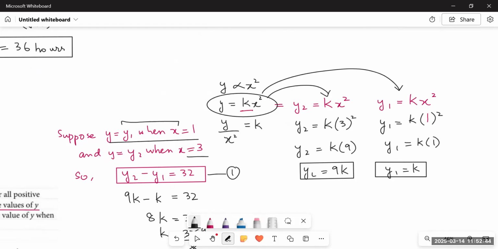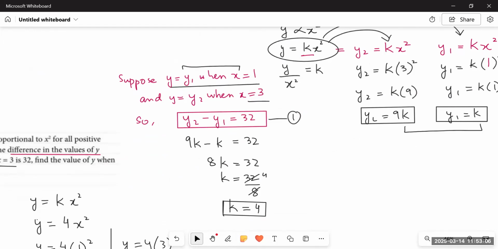For y2, we took x as 3. For y1, we took x as 1. After that, when we solved, we got y2 is equals to 9k and y1 is equals to k. Because we got both in terms of k and we know the values of k are the same, we made these equations, and after that, we substituted their values into this equation. And when we solved them, we got the value of k.